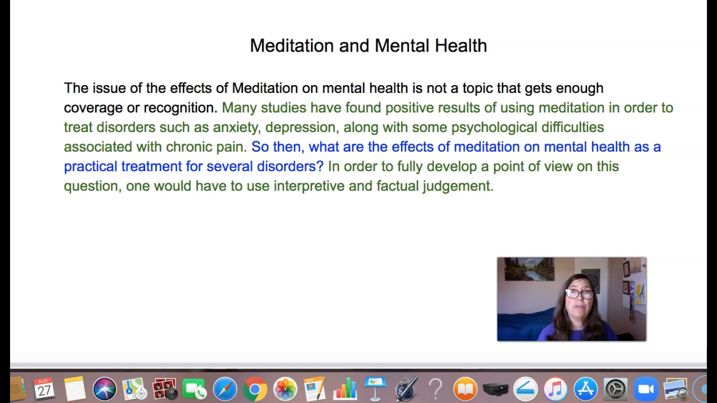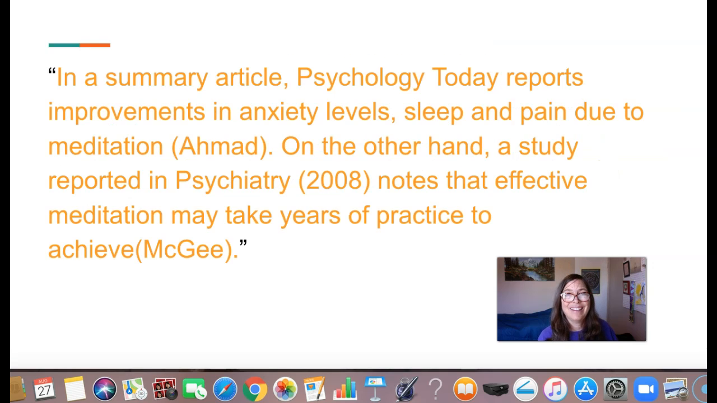Another point about this first paragraph is that she has no examples. But it's not hard to find straight up examples for these introductory paragraphs. A quick Google search found, for me, I found 2 articles very quickly. I didn't have to read the whole article, but I was able to read the abstract and get some quick examples. In a summary article, Psychology Today reports improvement in anxiety levels, sleep, and pain due to meditation.